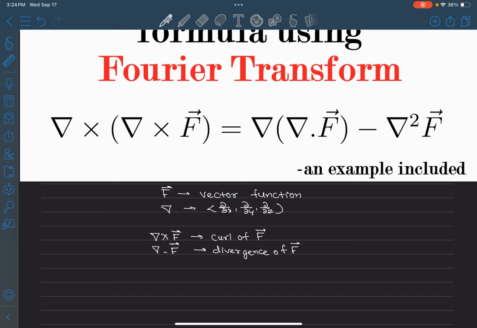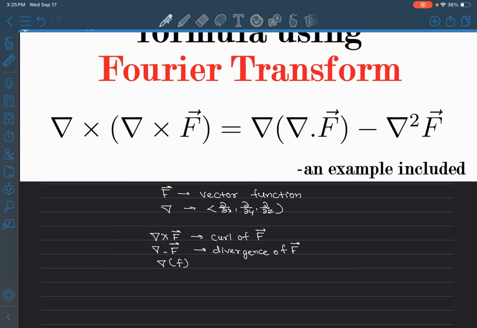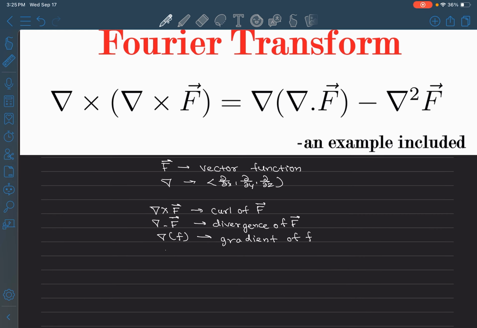And then similarly, nabla of f is just the gradient of f. To find the gradient, it should be a scalar function. You take a scalar function, find its gradient, and you get a vector. And for the Laplacian operator, I guess you know the Laplacian for a scalar function. It is just the divergence of the gradient of f. So that's how it's defined.